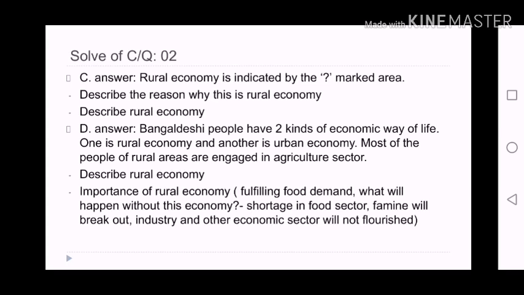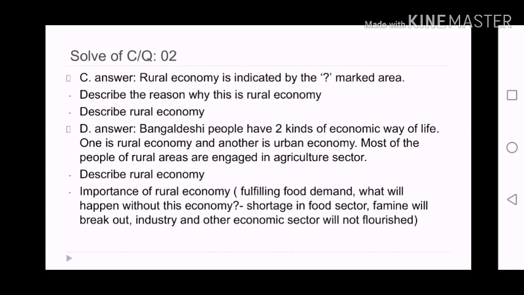Please go through your book and read the chapter first. Then sit for solving the creative question. Otherwise, you won't understand and it will seem difficult to solve. After describing the rural economy, you have to write the importance of rural economy, that how the rural economy is contributing in our economy, like fulfilling the food demand, what will happen without this economy.